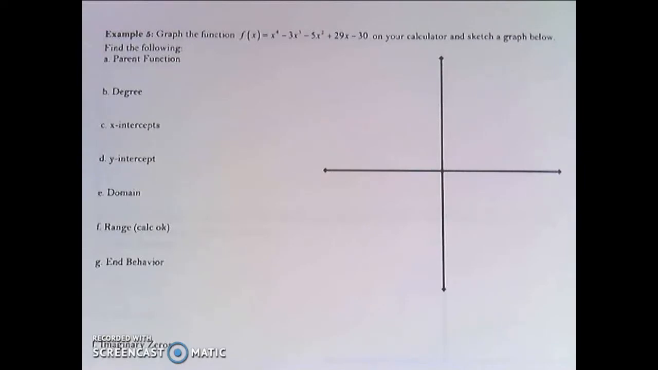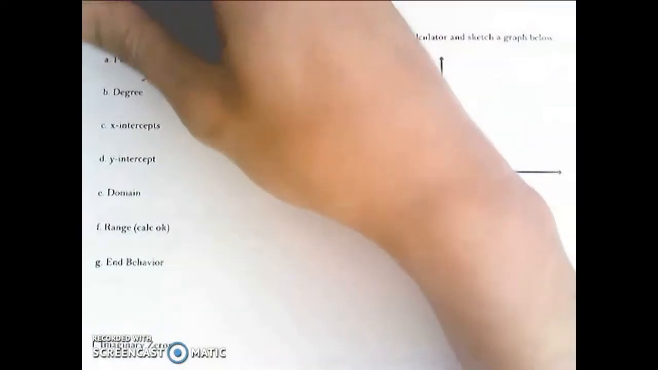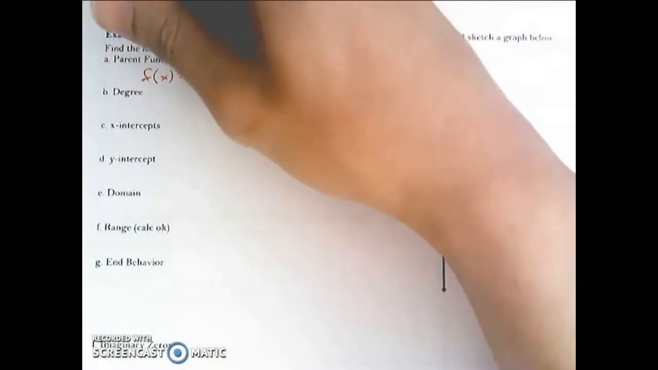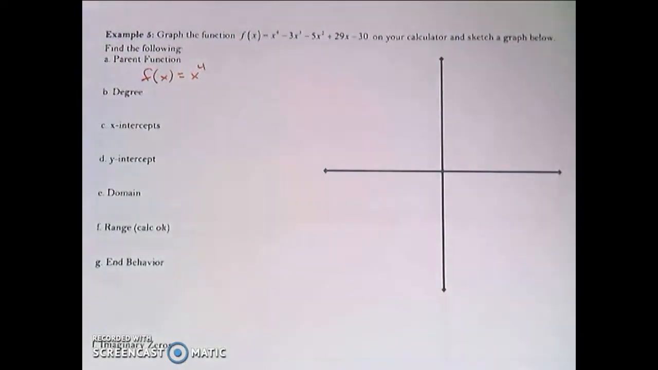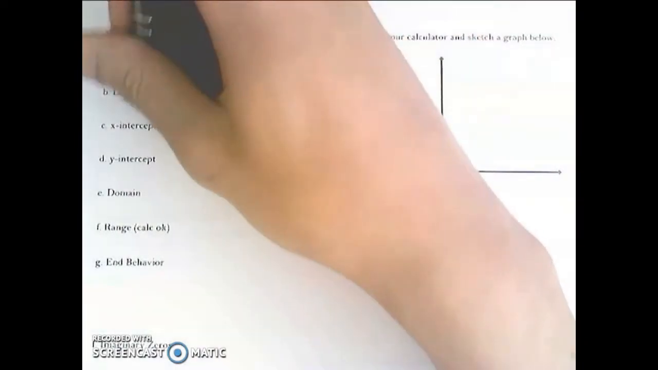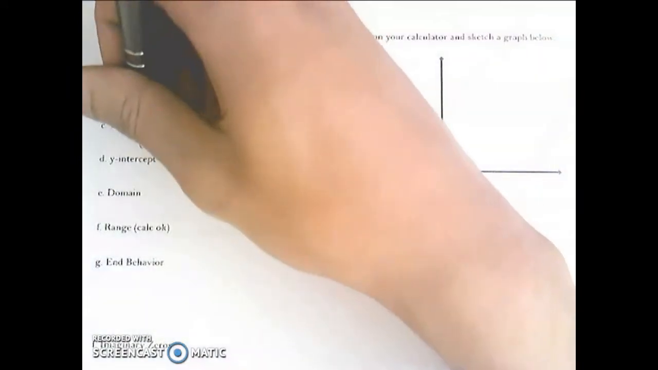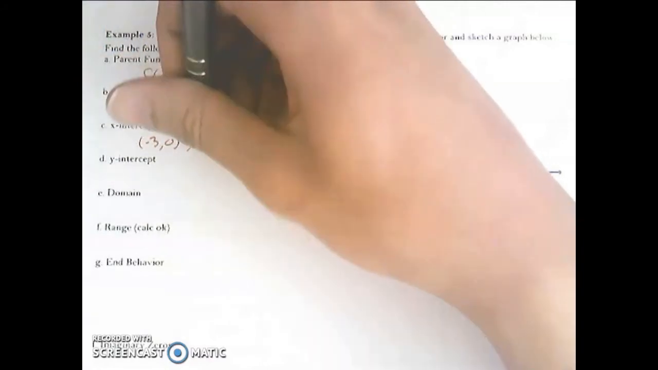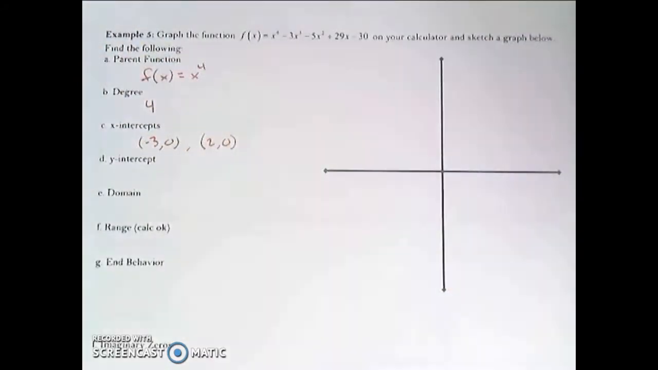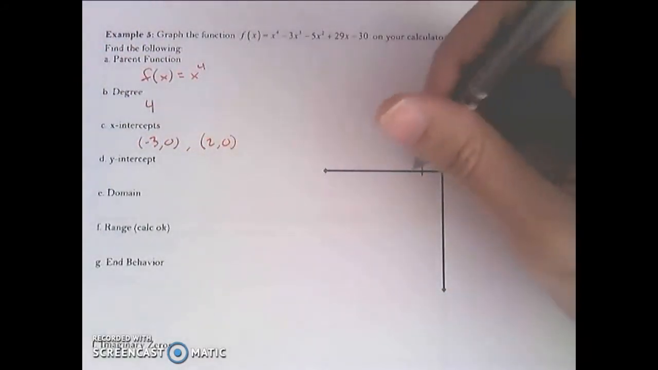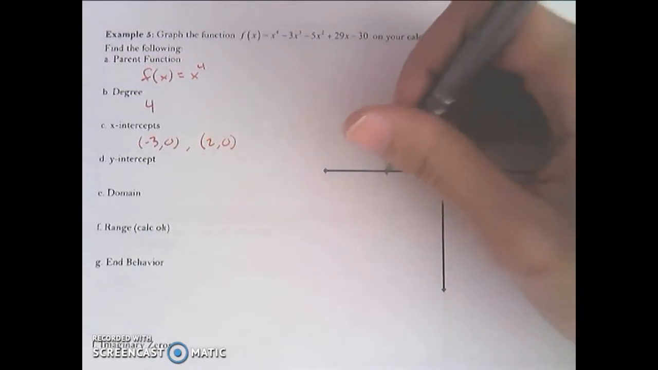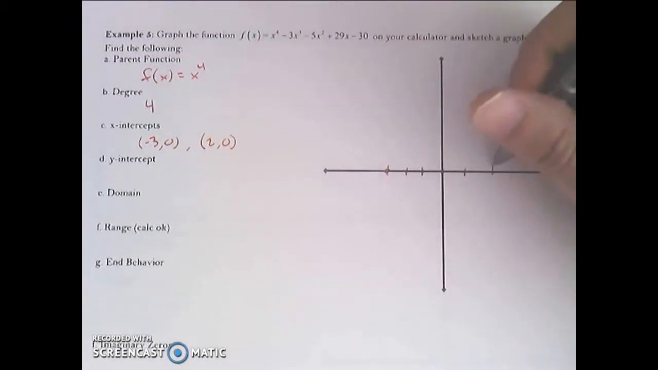So back to the notes packet. Let's start filling in some of the things that we know. The parent function for this polynomial is a quartic. This is f of x equals x to the fourth. The degree of this polynomial is 4. That's the highest exponent. We know from our calculator that the two x-intercepts are at negative 3, 0 and 2, 0. So we can go ahead and plot those. We have one at negative 3 and one at positive 2.